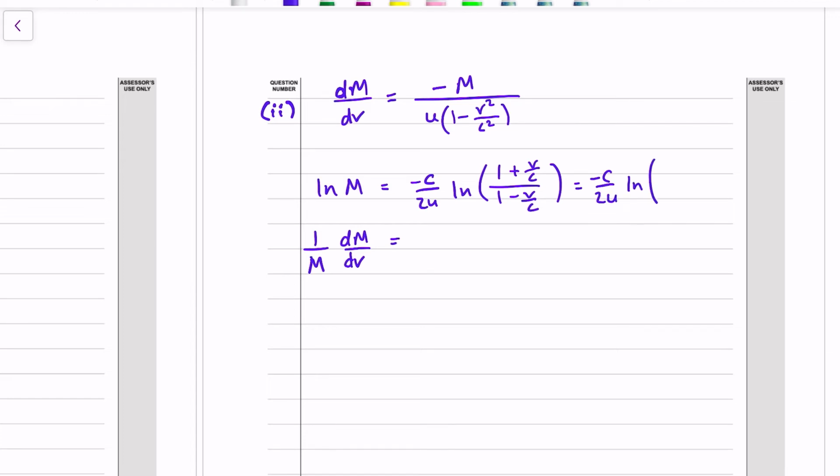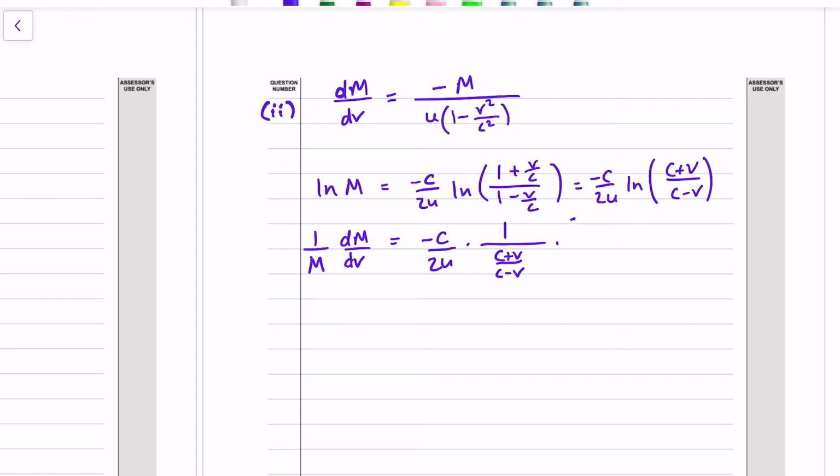Doing exactly the same thing as I did in part 1. I'm going to write this as (c+v)/(c-v) by putting the fractions together and then cancelling the common denominators top and bottom. Okay, so to differentiate the right hand side, minus c over 2u stays there as a constant. Log differentiates to 1 over, so we get 1 over (c+v)/(c-v). And then we need to times by the derivative of the inner function (c+v)/(c-v), and that's quotient rule.